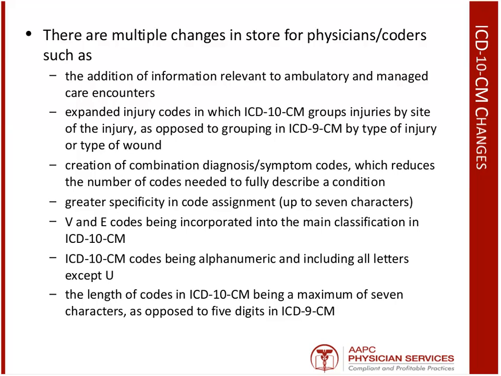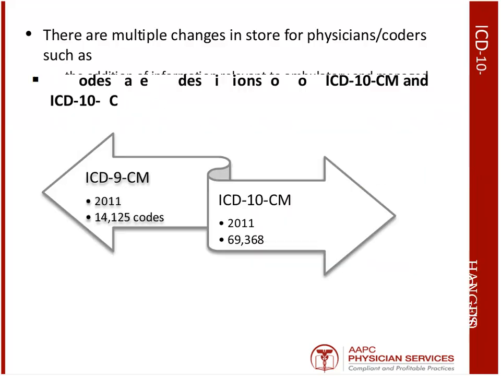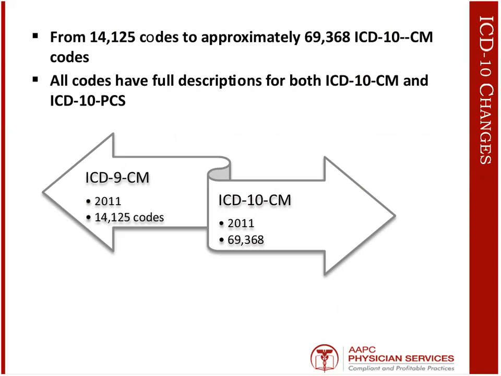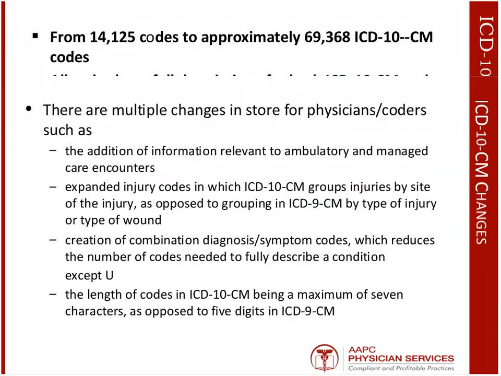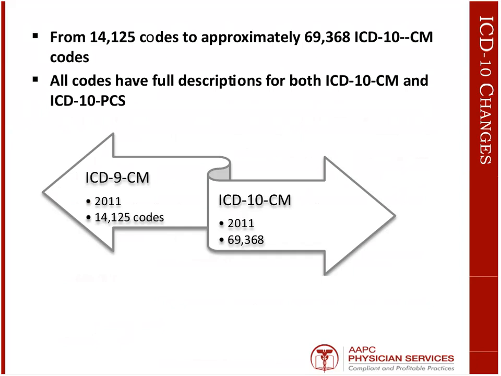The V and E codes that we use today are incorporated into ICD-10, but instead of being supplemental, they're actually chapters of the manual, so they have them as main parts. And then, of course, the length going to 7 digits. There are 7 characters. Looking at the numbers, in ICD-9 we have a little over 14,000 codes today. In ICD-10, there are about 70,000 codes. So just looking at the numbers flat out, it's a big jump for us.